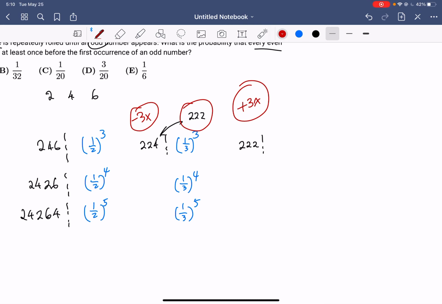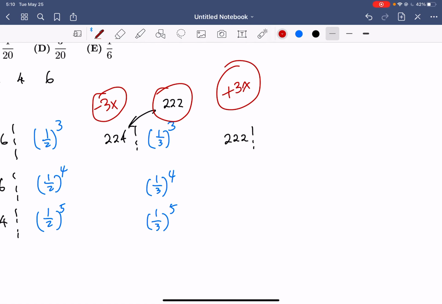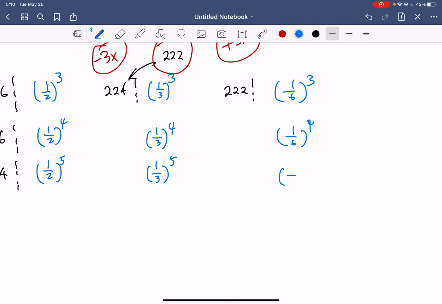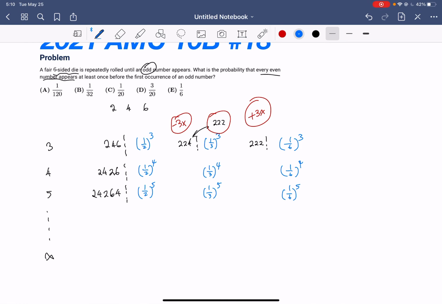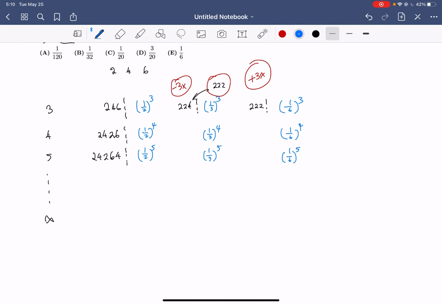And that would give us 2, 2, 2, and there's only one number in 6 that we can use, so that would be 1/6 cubed, 1/6 to the fourth, and 1/6 to the fifth. And now we just need to calculate the sum. Obviously these are 3 infinite series, and let's try to calculate them.